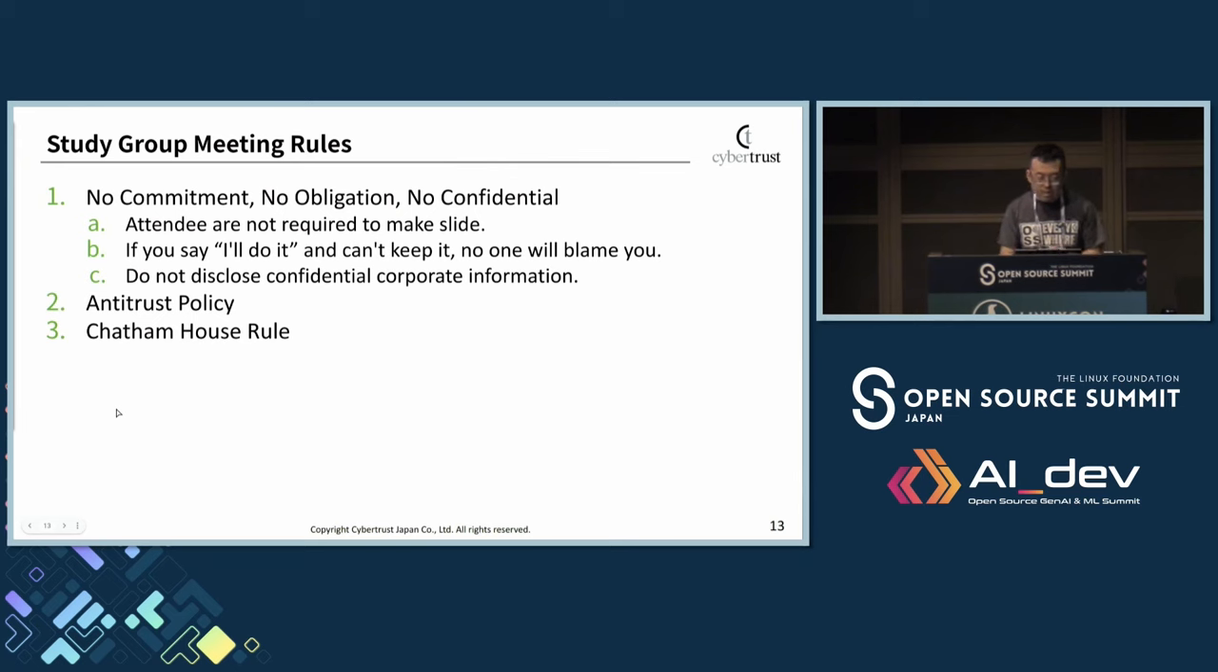Our study group started with a set of rules. The first is three no's: no commitment, no obligation, and no confidential. That means the attendees are not required to make a slide. Just attending is okay.